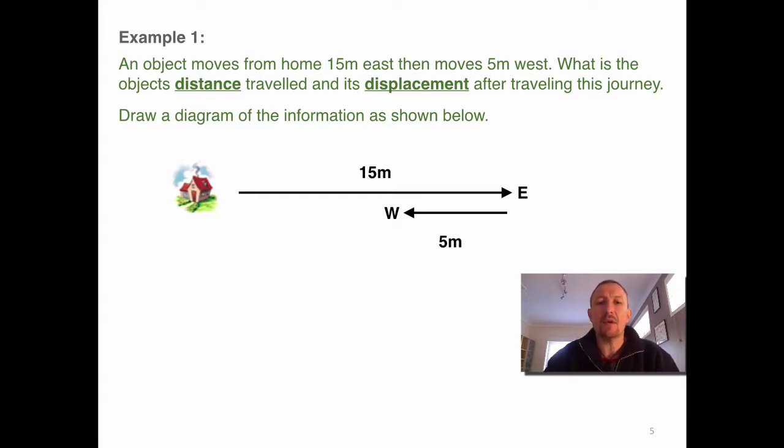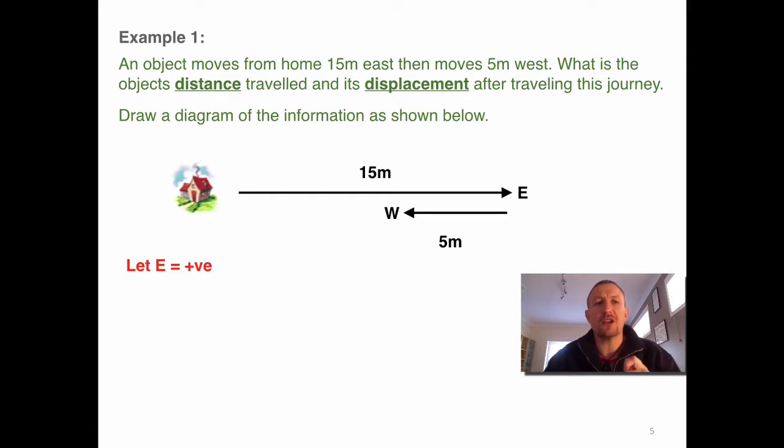We will end up where the bottom arrow finishes on that top arrow. So that will make sense in a second. What we've got to do first is ascertain which one we are going to call positive. Well, let's have going east equal positive. So we'll make east be positive.